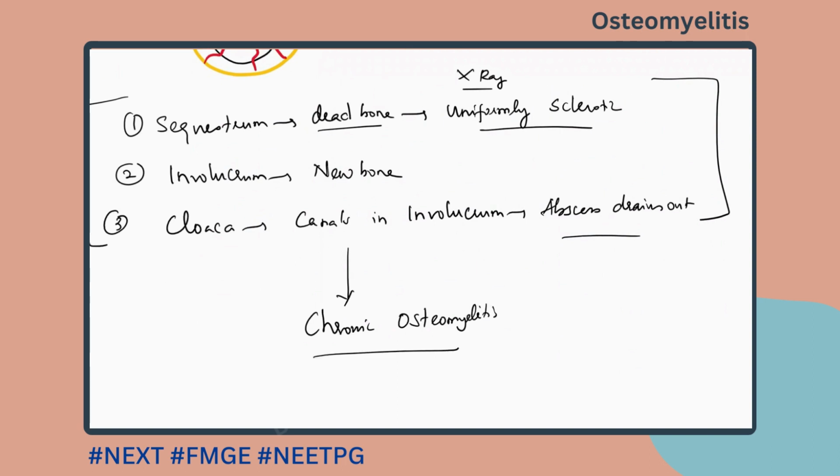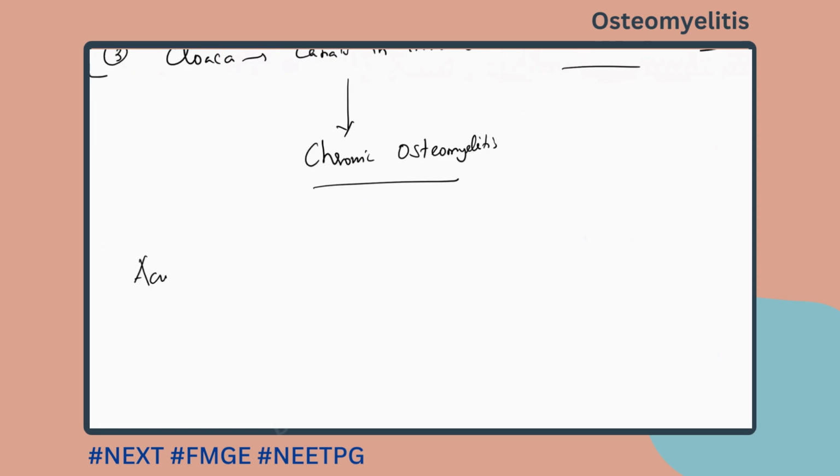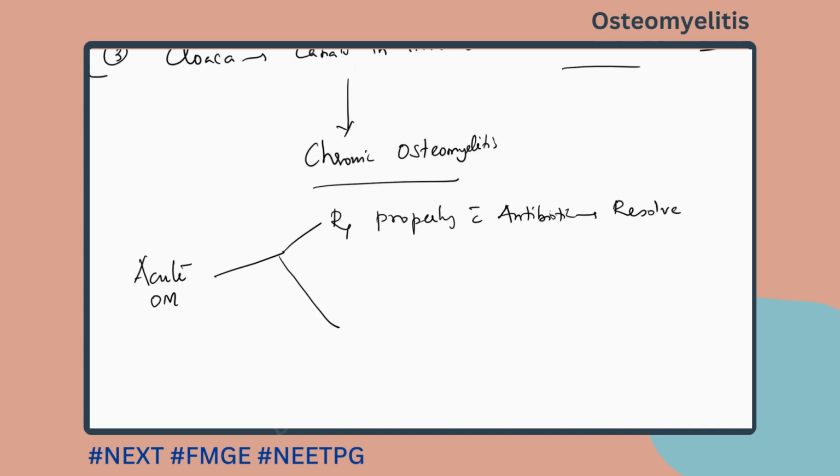So just remember this, very simple. Acute osteomyelitis can go in two ways. If you treat it properly with antibiotics, it can resolve without sequelae, without any effect. If it is not treated properly, it can go into chronic osteomyelitis.